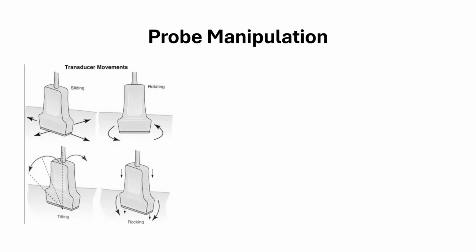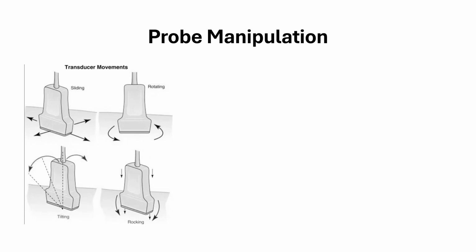It is very important for us to learn some of the probe manipulation techniques to overcome the very limited and narrow imaging window of the heart with surface point-of-care ultrasonography. Remember, we are very limited by the ribs, bones, and lungs. Here are some of the probe manipulation techniques which we can use to optimize the image. This includes sliding, rotation, tilting, and rocking.